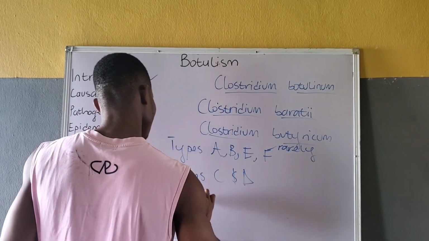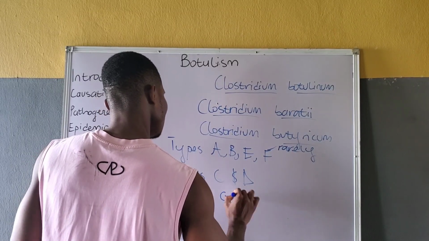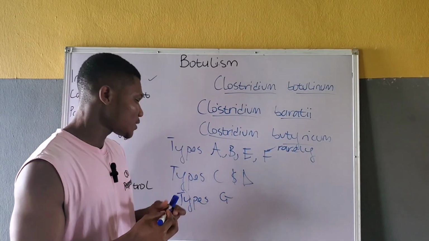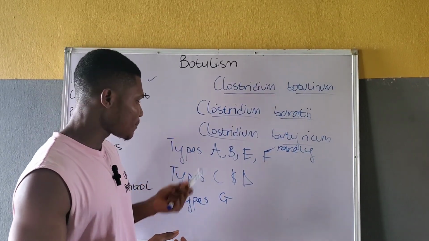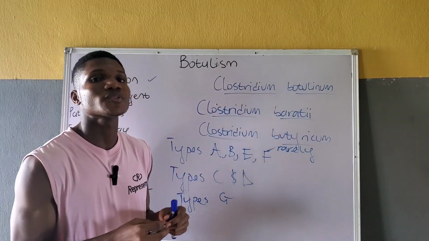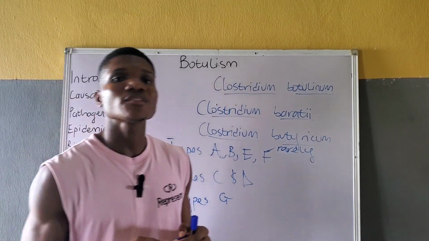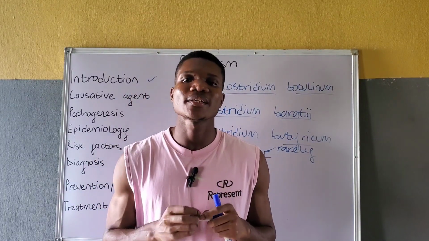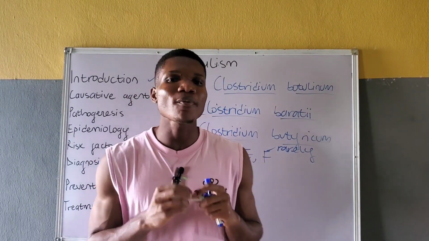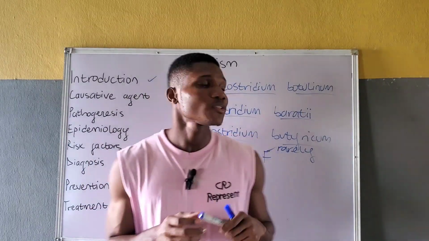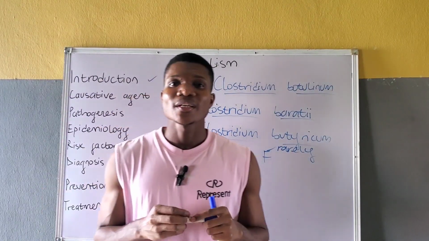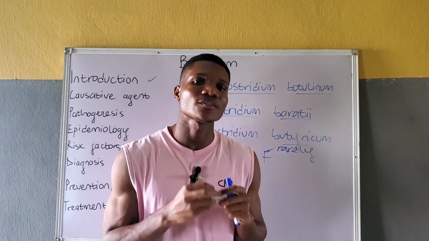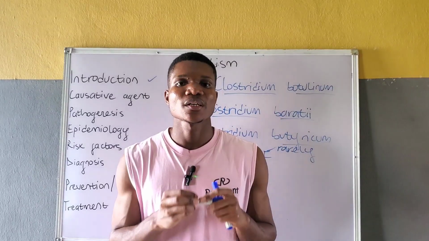And type G is less commonly implicated when it comes to causing botulism. It is important to note that the botulinum neurotoxin itself is a heat labile protein, but the spores of the causative organism, Clostridium botulinum, are highly heat resistant, and as such, it thrives in harsh environmental conditions and in improperly processed foods.